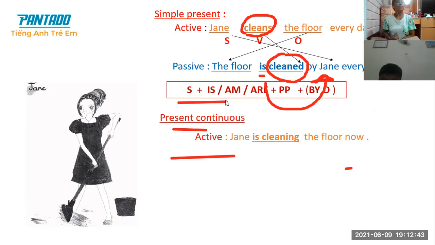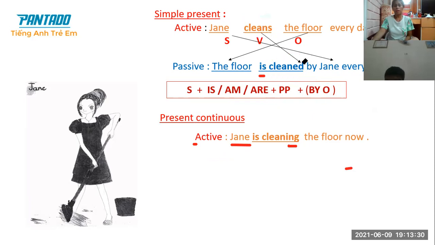Next, look at this one: the present continuous. What is in the present continuous? In the present continuous, you have the ing form. Always remember that. Okay? So here, of course, Jane is cleaning the floor. That is active. Look at the subject: it's at the beginning. Jane is cleaning the floor. Can you see Jane? You can see the subject here.